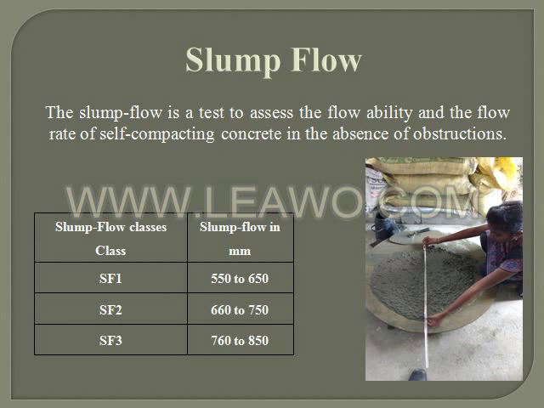If the slump flow is 550 to 650 mm, it is said to be SF1 class, if 660 to 750 mm, it is SF2 class, and if 760 to 850 mm, it is SF3 class.